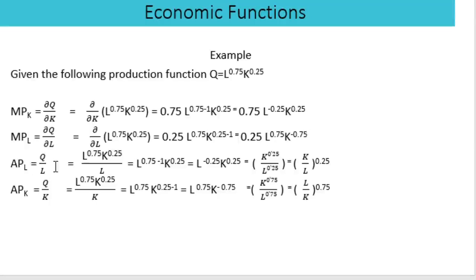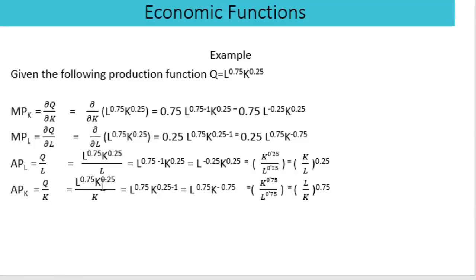Then average product of labor is Q by L, that is this divided by L. L raised to 0.75 minus 1, K raised to 0.25, that is L raised to minus 0.25, K raised to 0.25. This can be taken to the denominator, then it will be positive, K raised to 0.25 divided by L raised to 0.25. The power is the same, therefore it is a common form, K by L raised to 0.25. Likewise, average product of capital equals Q by K.